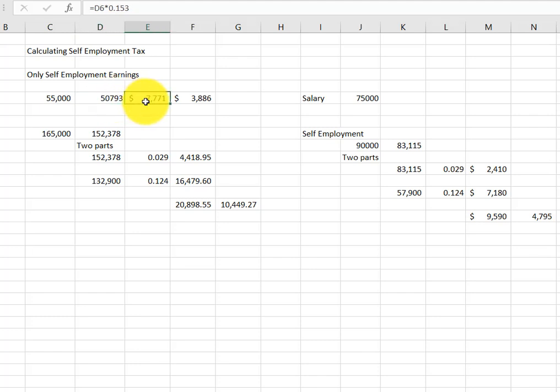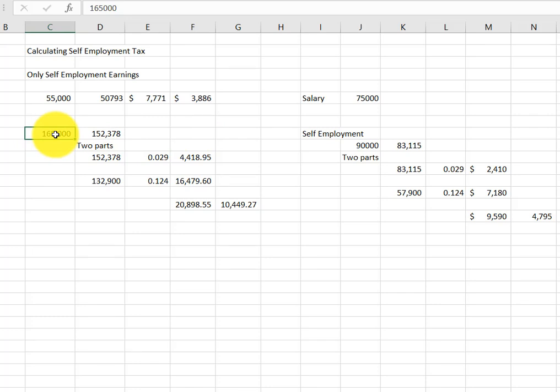Then when you're under the threshold, it's a one step or one part process. You take that calculation, you multiply it by 0.153 or 15.3%, and you get your self-employment tax. And so half of that would be deductible, you put it on the Schedule 1 and onto the 1040 as an adjustment to AGI, or in this case, $3,886.